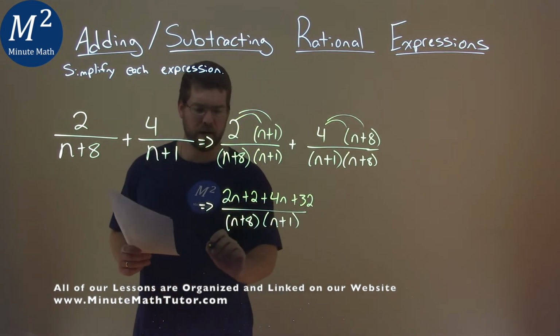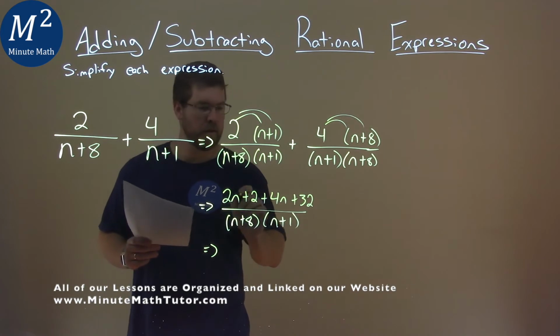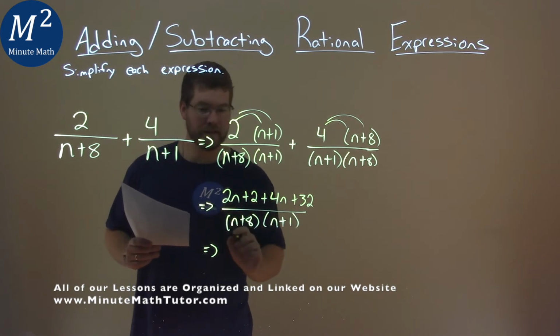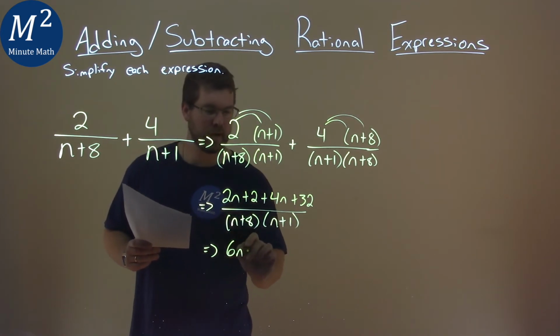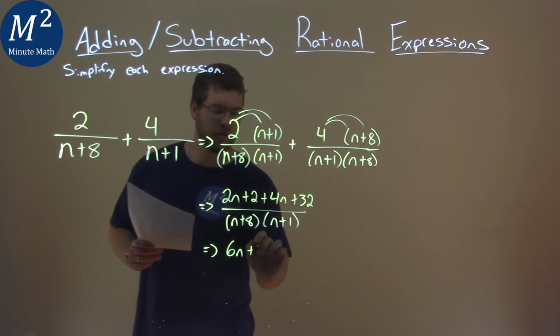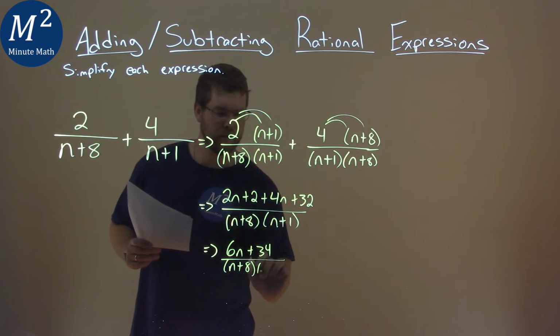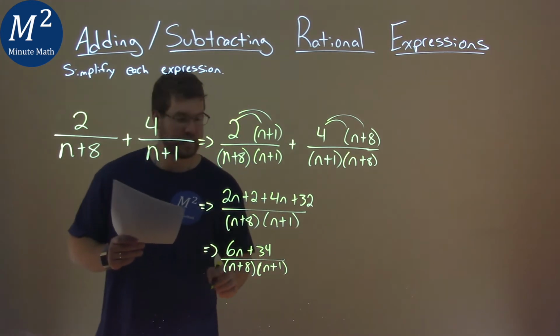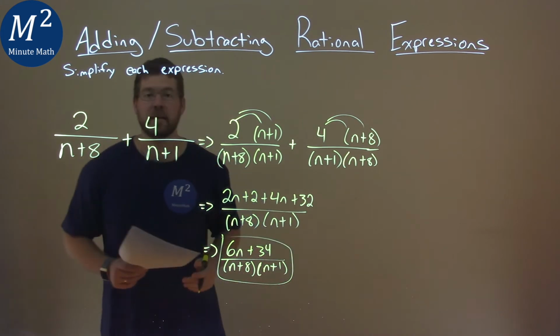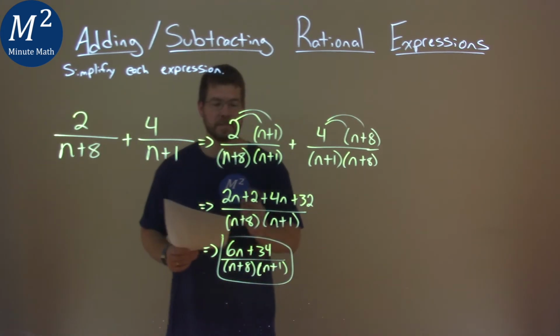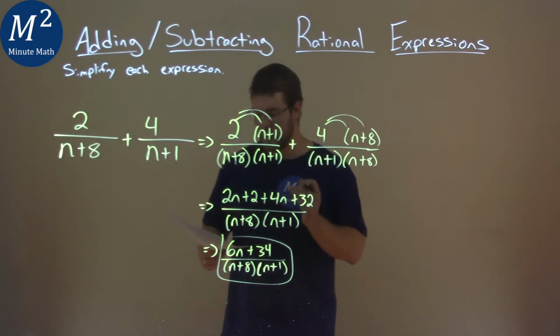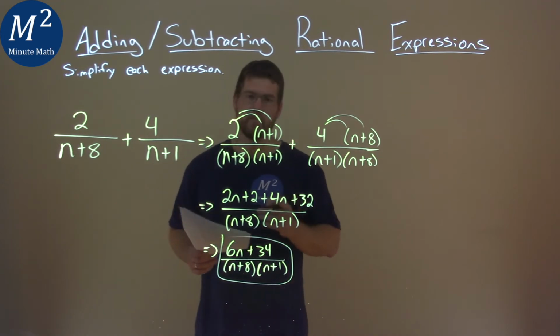From there, we want to combine our like terms in the numerator. So 2n and 4n is a 6n, adding together, and 2 and a 32 is a 34. Our denominator stays the same, n plus 8 and n plus 1 being multiplied. And that's actually it. Can't simplify it anymore. And so our final answer here is 6n plus 34 over n plus 8 times n plus 1.